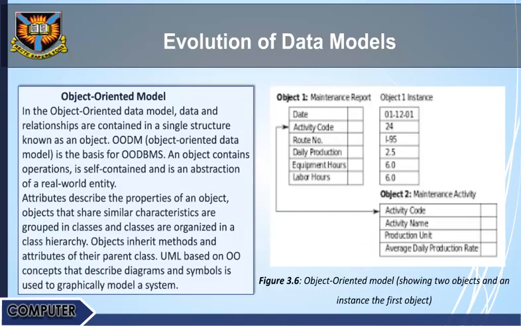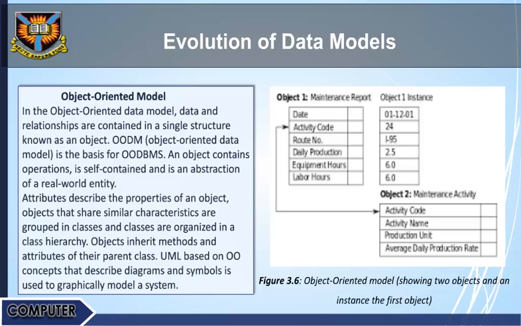Object-oriented model. In the object-oriented data model, data and relationships are contained in a single structure known as an object. OODM, Object-Oriented Data Model, is the basis for OODBMS. An object contains operations, is self-contained, and is an abstraction of a real-world entity. Attributes describe the properties of an object. Objects that share similar characteristics are grouped in classes, and classes are organized in a class hierarchy.